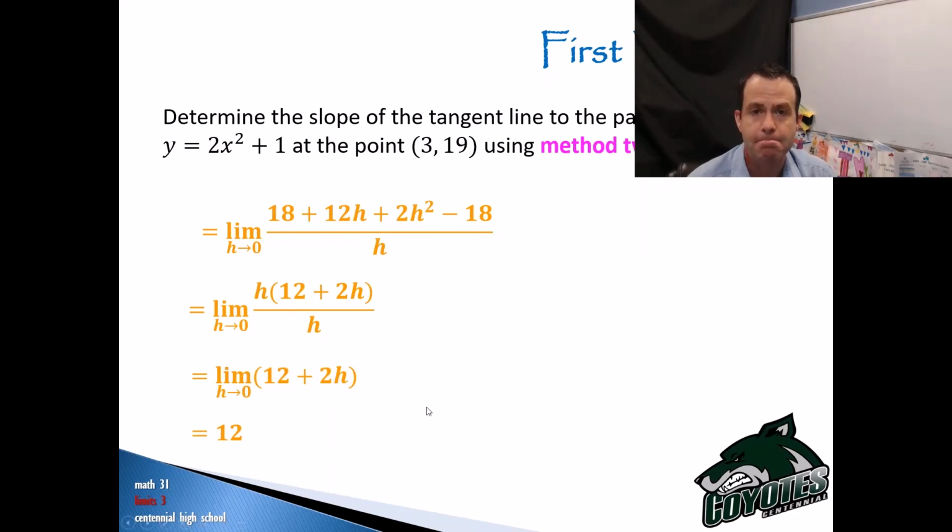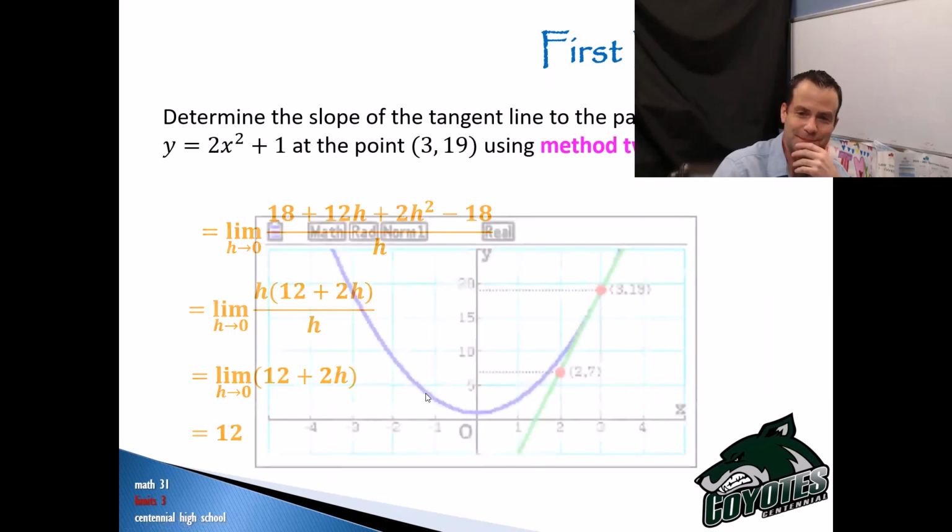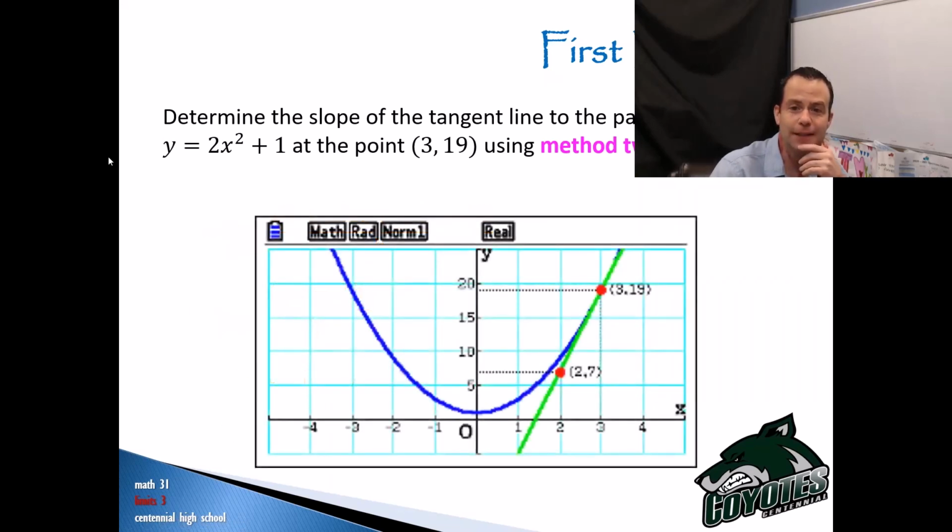You got this. All right, so just to show graphically that that is actually what happened. This is the original equation that I asked you to work with, and I plotted the point (3, 19), and I got computer technology to draw in a tangent line. What I want you to see here is another point on that tangent line is (2, 7). In order to go from (2, 7) to (3, 19), I went up 12 over 1. So we can see there that the slope is, in fact, 12.